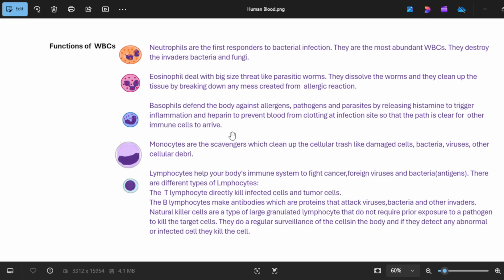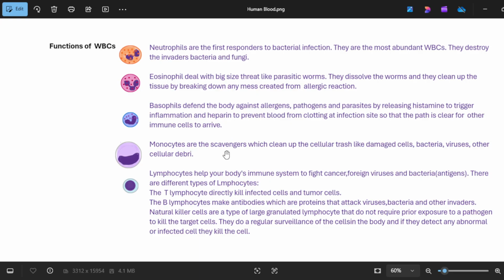Why are these two done? Because when inflammation happens, the blood vessels expand, and the white blood cells can easily enter the injured or infected part from the blood vessels. To make the path clear, blood clots are prevented, as well as swelling is created, so that it can call all the other white blood cells to come and fight this infection. That's how the basophil helps.